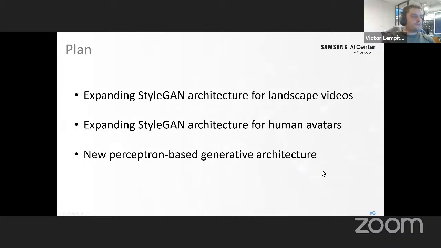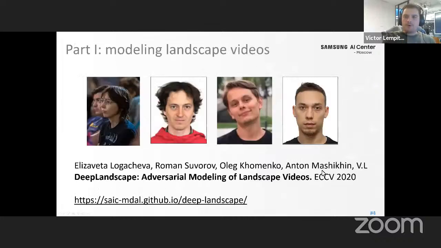Okay, so the first part will be about expanding StyleGAN for video modeling, and specifically to landscape videos. It was done by Lisa, Roman, Oleg, and Anton. This part of my talk will be about generating videos, and surprisingly, it will contain videos. Somehow my Zoom does not transmit videos nicely, so what you will likely see will be choppy and jerky with low frame rate. In reality, the videos look nicer, and don't take my word for it. Please check our project webpage after my talk to see the actual videos.